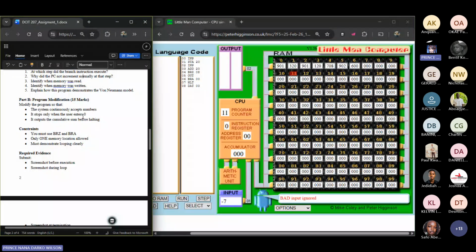It has given us some constraints: we must still use the branch if 0 instruction and the branch always instruction. And we must use only one memory location. This means we are only going to store and retrieve the data from a single memory location. We must demonstrate the looping clearly. It also says that we should provide evidence.